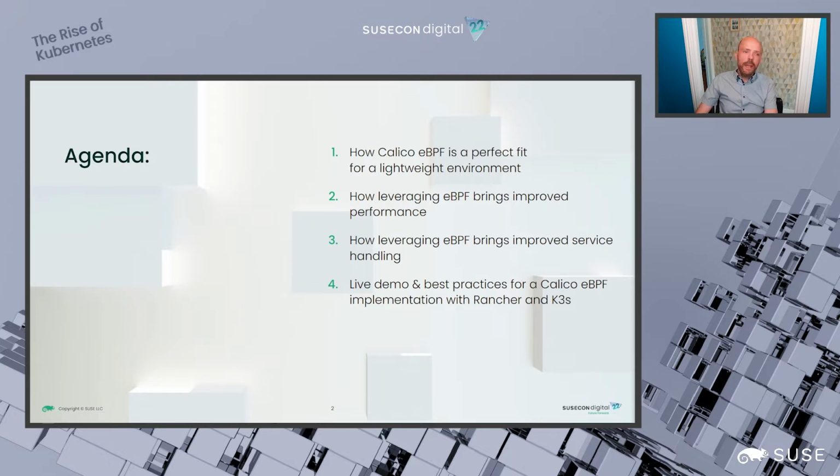So briefly, in an agenda, first of all, we'll talk about how Calico eBPF is a perfect fit in a lightweight environment, which tends to be where K3s is best suited. How leveraging eBPF brings improved performance. There'll be some overlap with my other talk here, but that's fine. Then we'll move into some new content and how leveraging eBPF brings improved service handling. And finally, you'll get to see a live demo with some best practice advice about how to implement Calico eBPF with Rancher and K3s. So, in the interest of time, let's dive straight in.